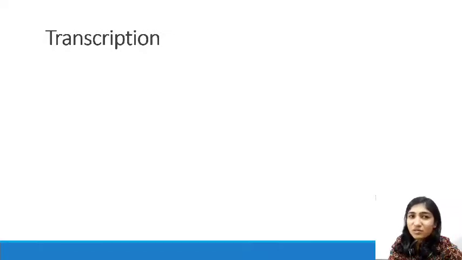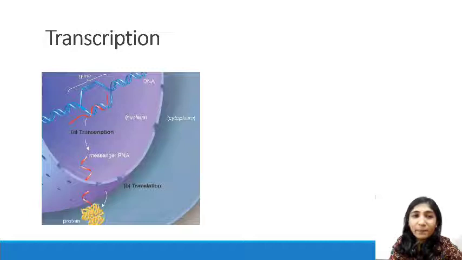So what is transcription? Look at the diagram. We can see here, in blue color the DNA is shown, right? And one part of it is a gene, and from that DNA the red color strip is shown, right?